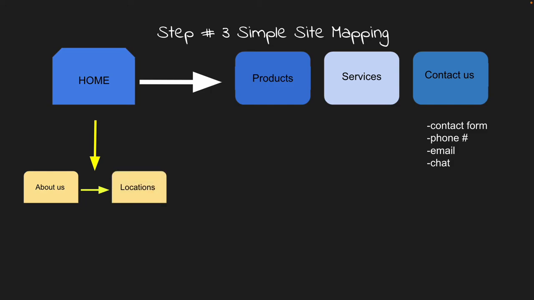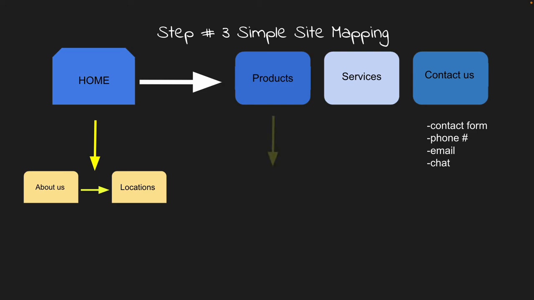Maybe they have locations. If I have a physical location with an address, maybe a map on how to get there. If I have multiple locations where they can go, maybe I have locations in Florida, then I have one in California. I want to make sure that's in there.